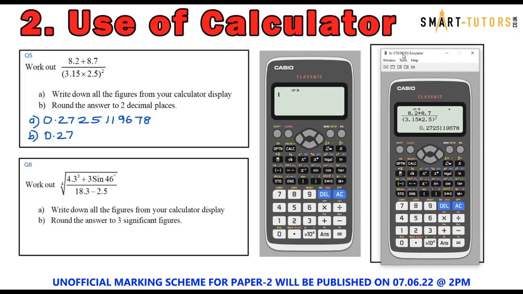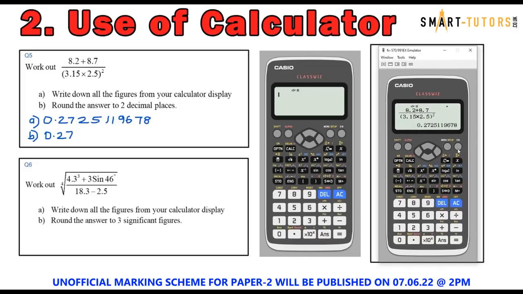Second question, which is question number 6. We are going to do the calculator. In this question, it's the fourth root. The fourth root is going to be shift and this button. In the small box, you press 4, which means fourth root. Then you need to use the fraction, which is 4.3. Then cube, which is power 3, and use the right arrow to come back, plus 3 times sine 46.